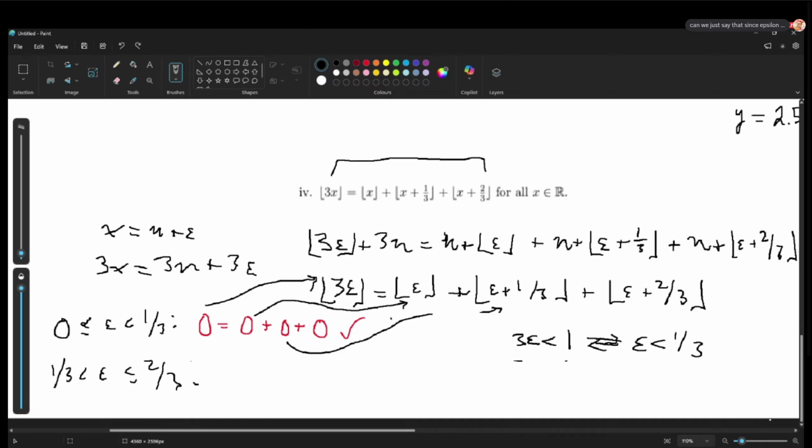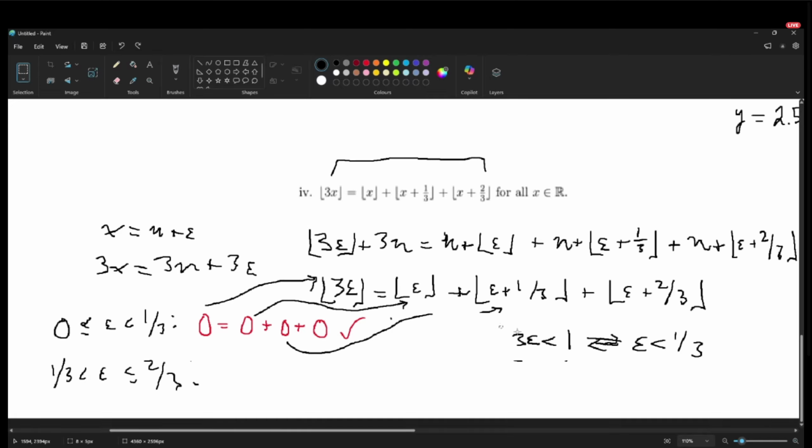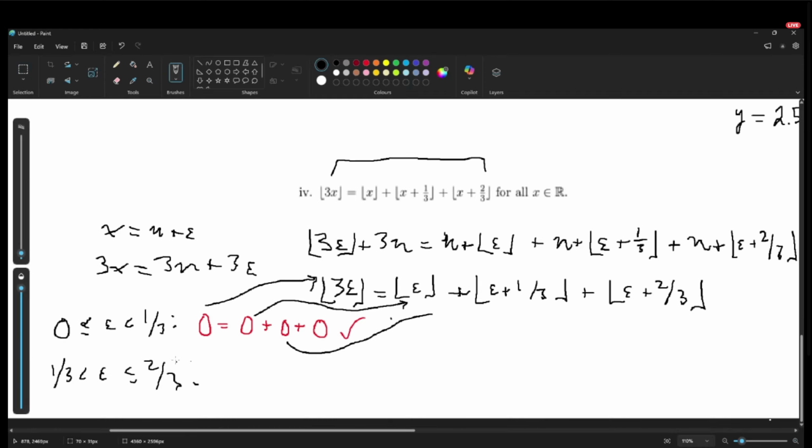Can we just say that since epsilon is within that range, it computes to 0 without formally showing it? Can I just say the floor of 3 epsilon is going to be 0? Yeah, I don't think you need to compute that. That was just me explaining it. I'm pretty sure you don't have to say that. But you never know what the TA is going to do, so I shouldn't say definitely.